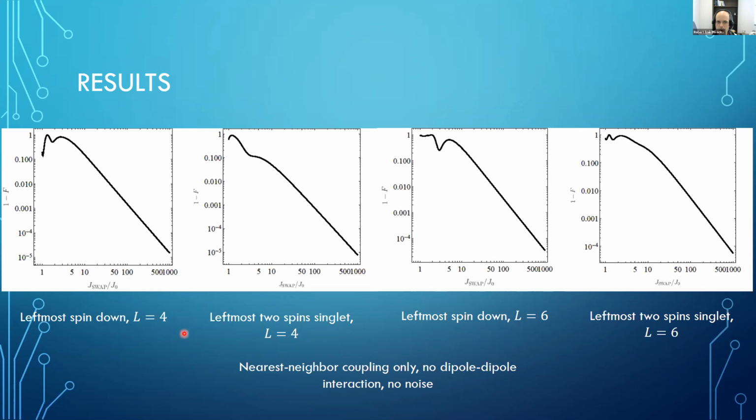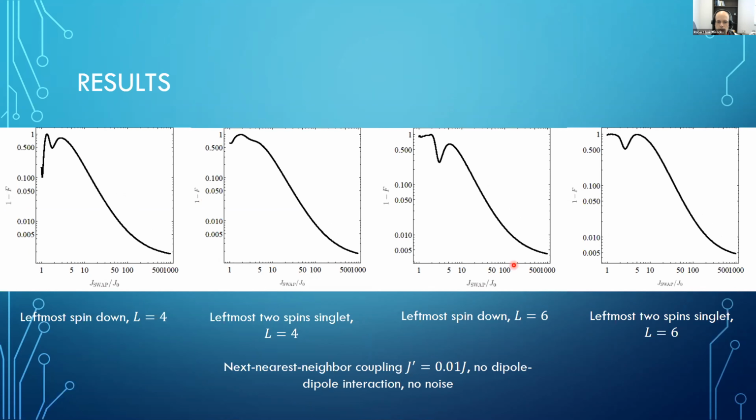So probably not important for experiments, but just something I wanted to point out. Now let's add in next nearest neighbor coupling, and we're going to assume that it is 1% of the corresponding nearest neighbor coupling. This is just a reasonable value that we came up with. This isn't from any calculations or anything like that.